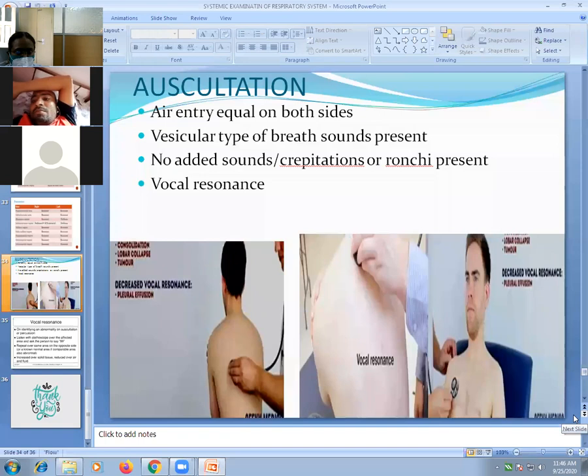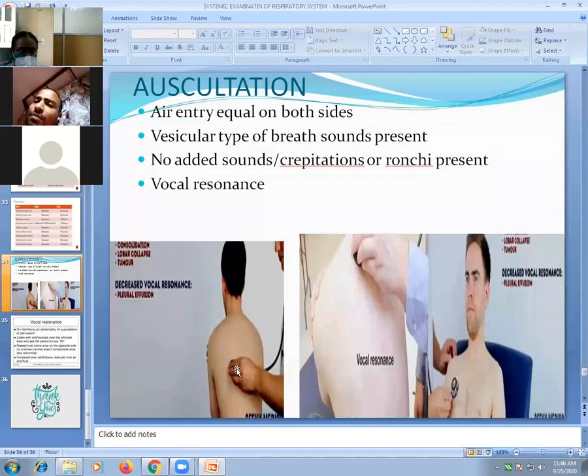In auscultation, you write that breath sounds are present on both sides equally, or that air entry is equal on both sides, and it is a vesicular type of breath sounds. If there are no added sounds, you write no added sounds. If added sounds are present, you write that crepitations or rhonchi are present. And then vocal resonance. So you have to write like that.